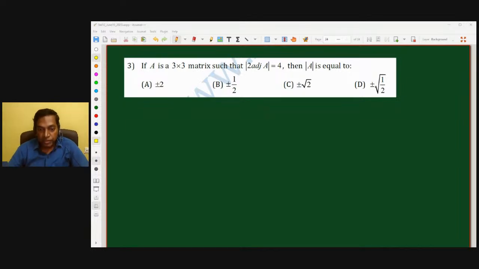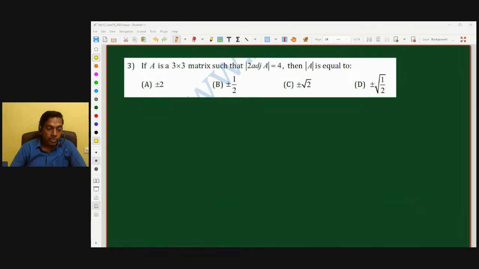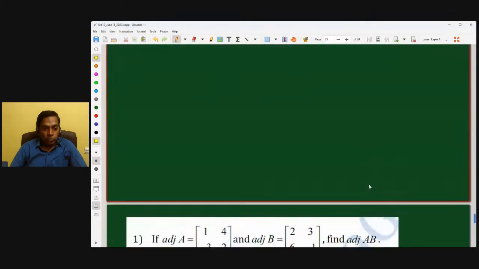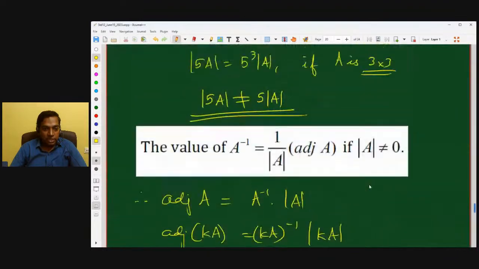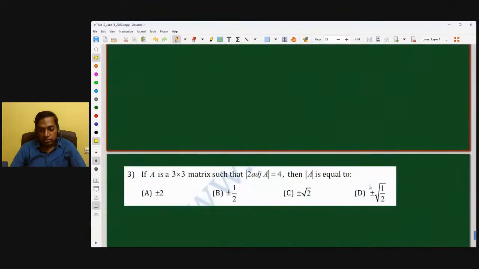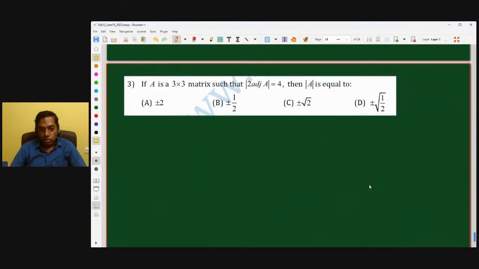Okay, quite a few have finished, but there is a confusion. Yes, Manas, I'll try and do that. Okay, determinant of 2 times adjoint A. Oops. Sorry, I made a mistake. I should have given determinant of adjoint is 4.